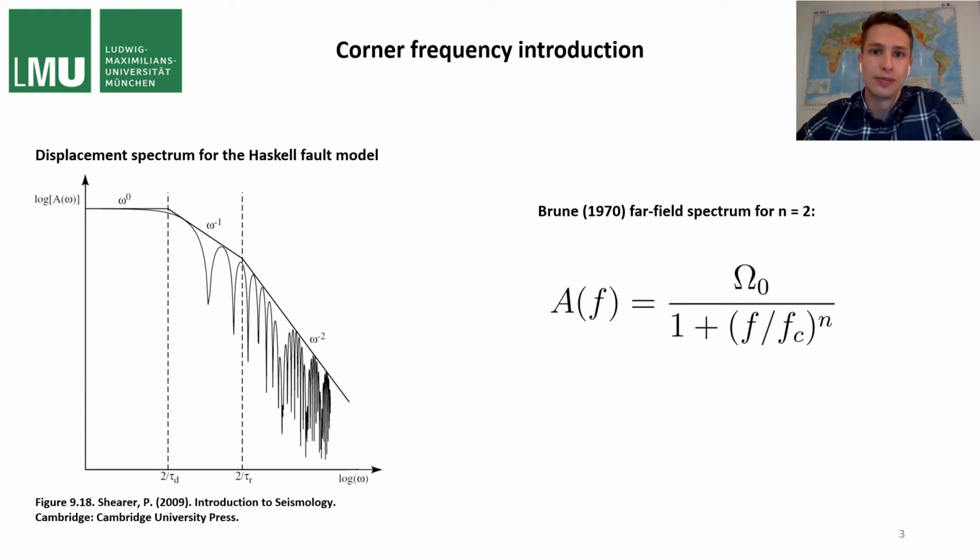The far-field spectra of real earthquakes look mostly quite similar to this theoretical spectrum, but often only one corner frequency can be identified. For our analysis, we work with the widely used Brune model, for which the displacement far-field body wave spectrum is given by this equation on the right. Omega 0 is the amplitude of the flat part of the spectrum and proportional to the seismic moment. Fc is then in this case the single corner frequency and n the fall-off rate above the corner frequency, which is equal to 2 for the Brune model, the same as for the high frequencies of the Haskell fault model, and also in agreement with observations of real earthquakes over a wide range of magnitudes.